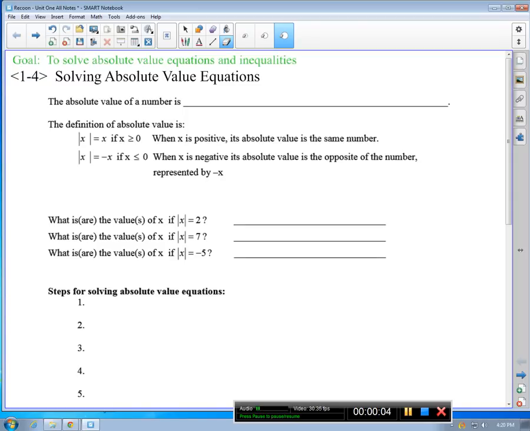So our goals for today in section 1.4 are to solve absolute value equations and inequalities. So let's start with the definition of absolute value.